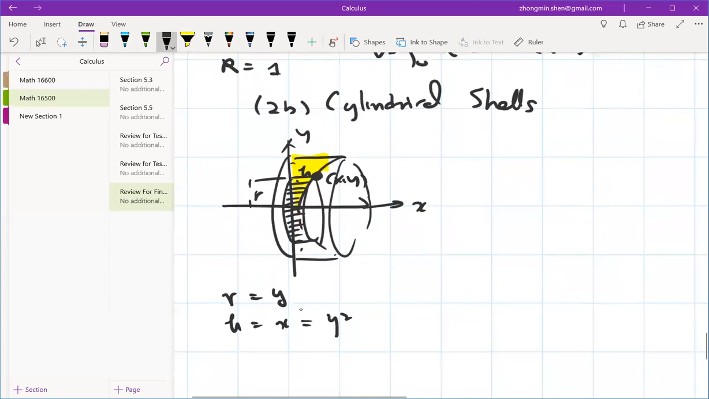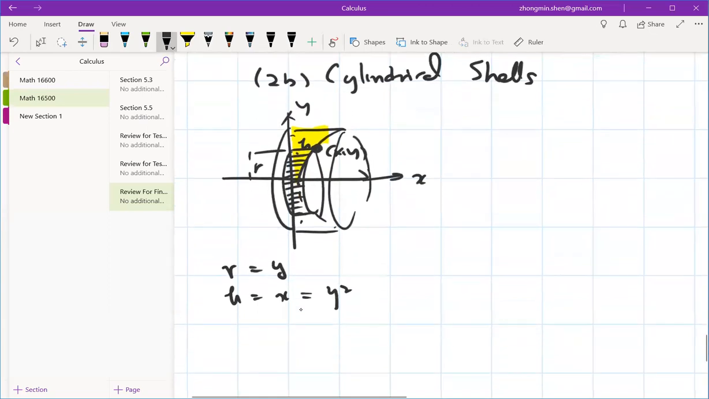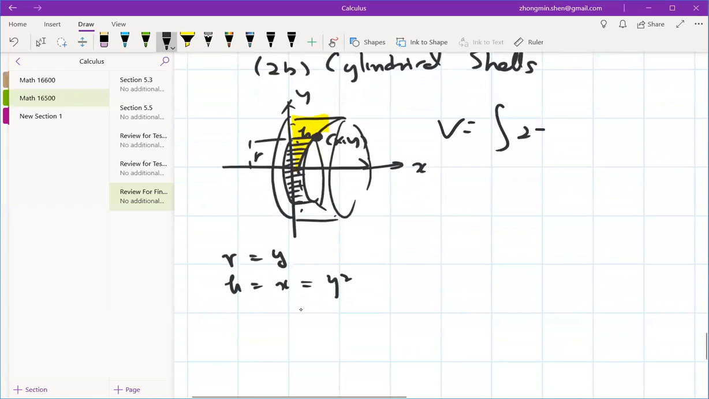Now, if you want to use the y variable, the volume is going to be 2 pi r h dr. The smallest radius is 0, the largest radius is 1. Right? Now, you can use the y variable for the integral because r equals y, right? So that's why it's going to be the integral from 0 to 1 of 2 pi y, h is y squared, and dr is just dy. Good.